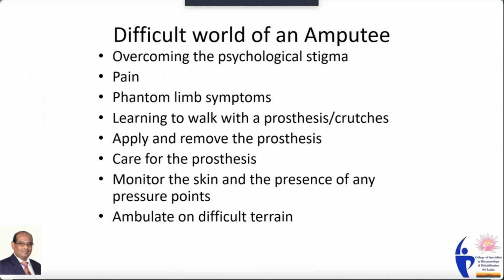It is a difficult world for the amputee. There is so much psychosocial stigma, psychological breakdown due to loss of the limb, pain, phantom limb symptoms, learning to walk with the prosthesis as well as crutches, which need much more energy. Applying and removal of the prosthesis need to be learned. They have to learn to care for the prosthesis for longer usage, monitor the skin and pressure points, and ambulating on difficult terrain is a thing that they need to learn well.